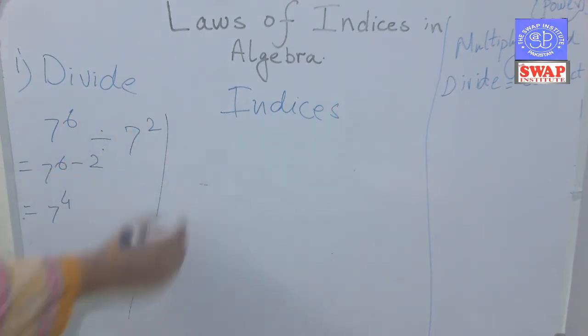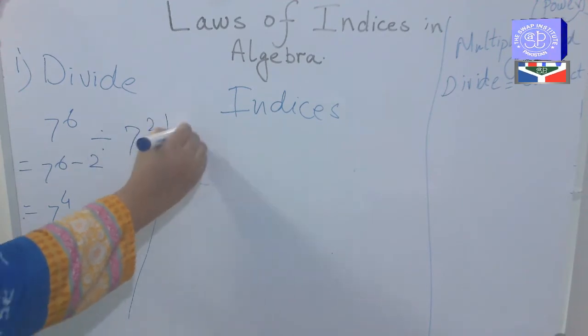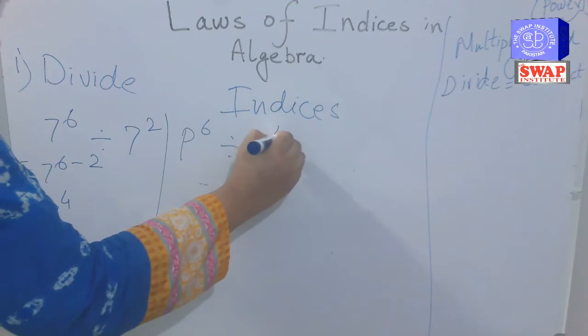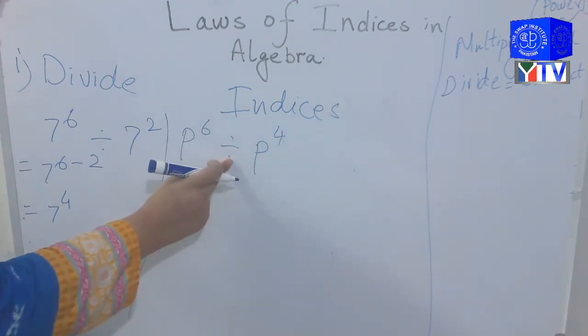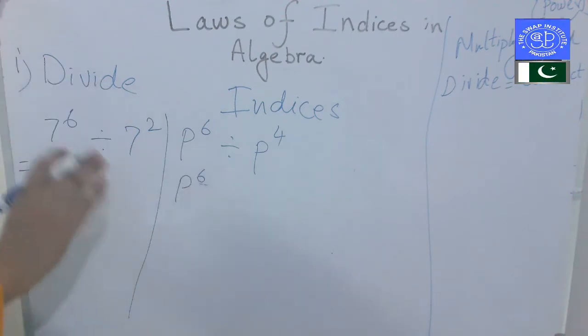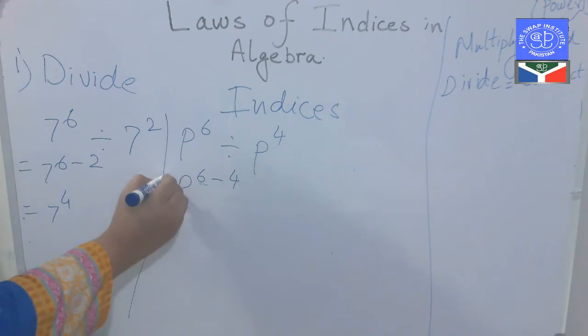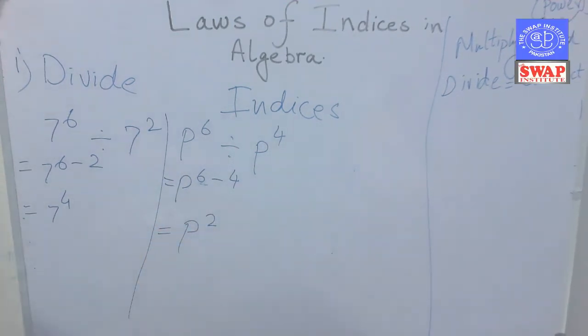If we implement the same thing in algebra, it will be p raised to power 6 divided by p raised to power 4. The law of dividing indices says that we have to subtract the power. So 6 minus 4 will be p raised to power 2.